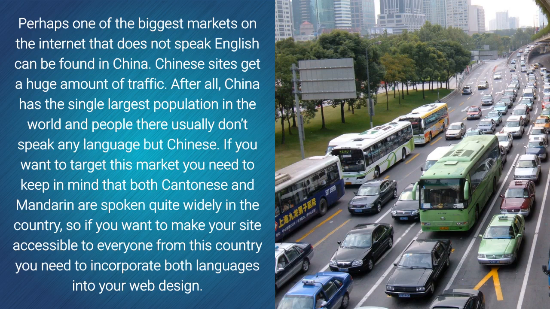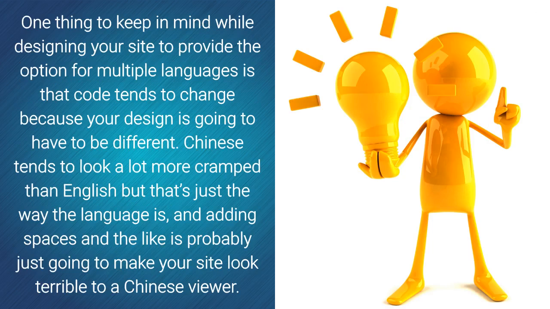into your web design. One thing to keep in mind while designing your site to provide the option for multiple languages is that code tends to change because your design is going to have to be different. Chinese tends to look a lot more cramped than English, but that's just the way the language is, and adding spaces and the like is probably just going to make your site look terrible to a Chinese viewer.